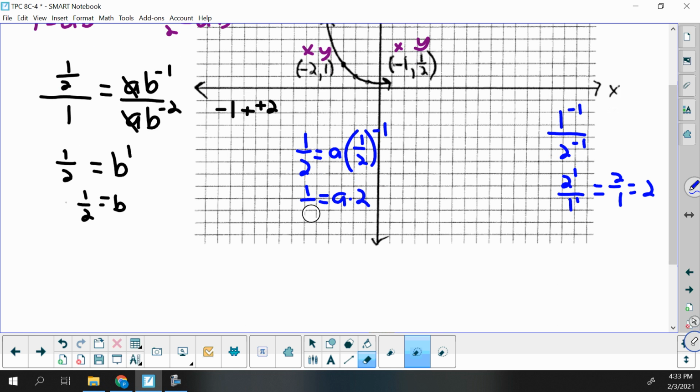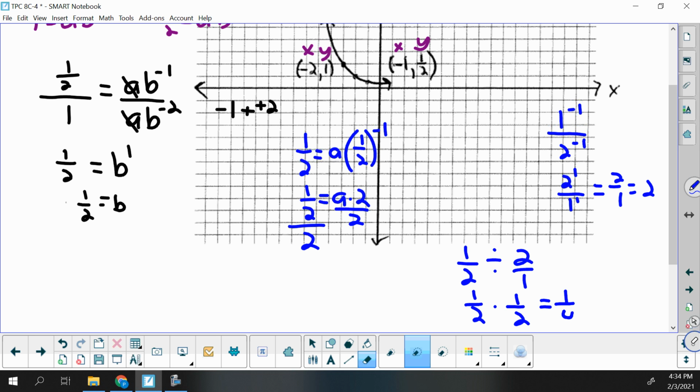Oops, I don't know why I wrote 4. 1/2 equals a times 2. So we'll divide both sides by 2. And we've got a fraction within a fraction, so let's write it horizontally. 1/2 divided by 2. This is really 2 over 1. Let's do keep, change, flip. 1/2 times 1/2. When you multiply fractions, multiply straight across, we'll get 1/4. So this is really just 1/4 equals a. So if we write out our equation, we get y equals 1/4 times 1/2 to the x.